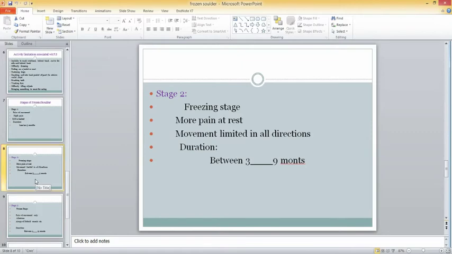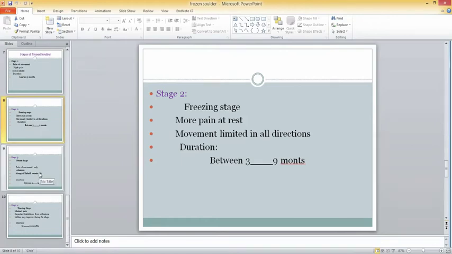Don't forget about the duration of a stage. Stage 1's duration is less than 3 months, and the duration for stage 2 is between 3 and 9 months.